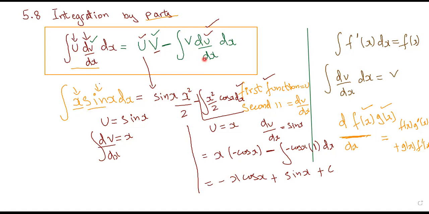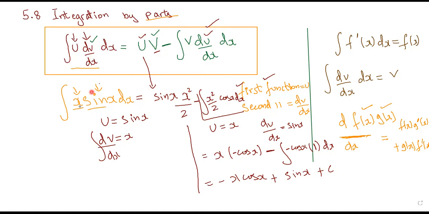Okay, let's do it by a hit and trial method. Let's say we say that u equals sine x. Sine x is the first function. So sine x would come as it is because u is written as it is. Then v, what is v? What is v, Ranjani? V is the integration of second function.